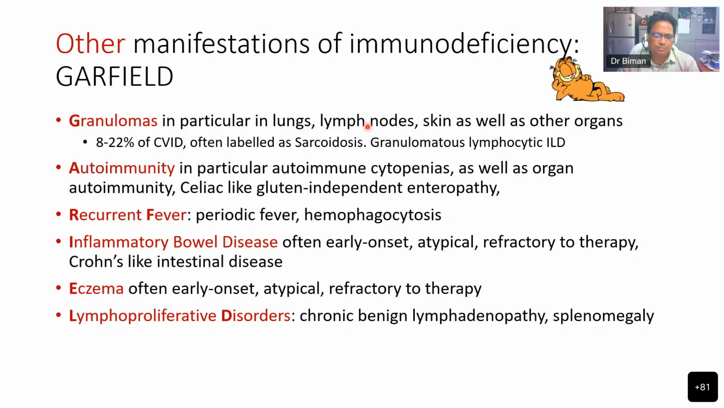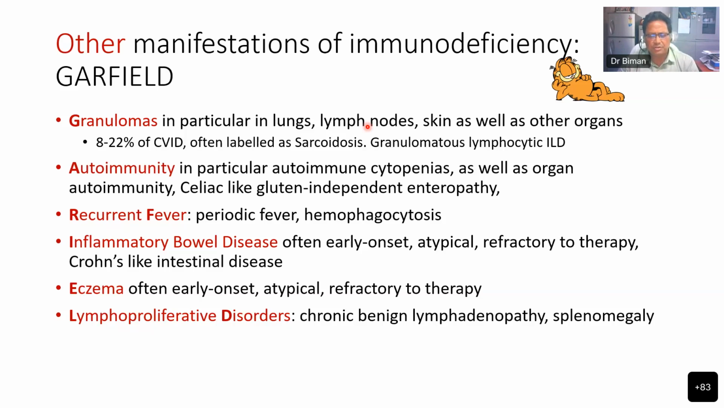So these are some features which, apart from infection, should make you think of PIDs. Recurrent fevers: all the autoinflammatory syndromes that we have will have recurrent fevers. They may be periodic. So if you have a periodic fever and you don't see any obvious focus of infection, and the fever is periodic, then you can think of underlying PID in a setting of recurrent fevers.